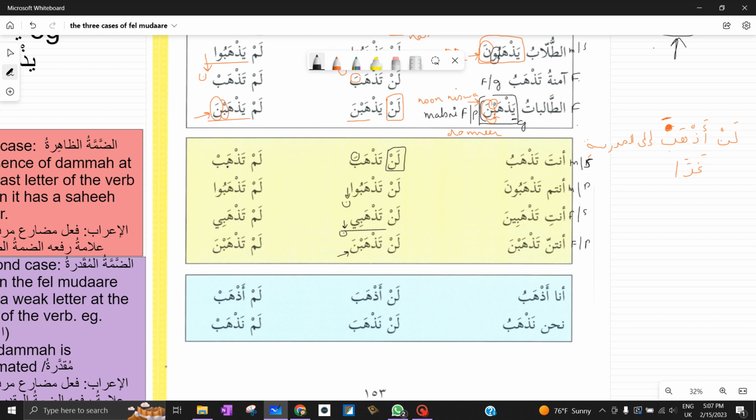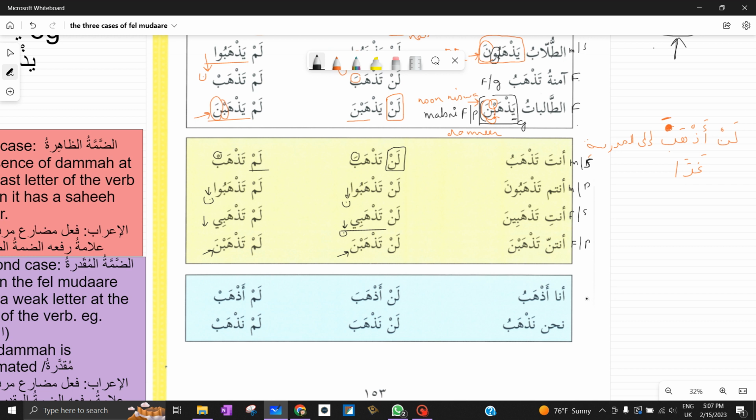Now, lam tadhhab. As you can see, as soon as the adat al-jazm came, the last letter got a sukoon. Now, lam tadhhabu, the noon is deleted or dropped. Lam tadhhabi, the noon is dropped. Lam tadhhabna, the noon niswa remains.